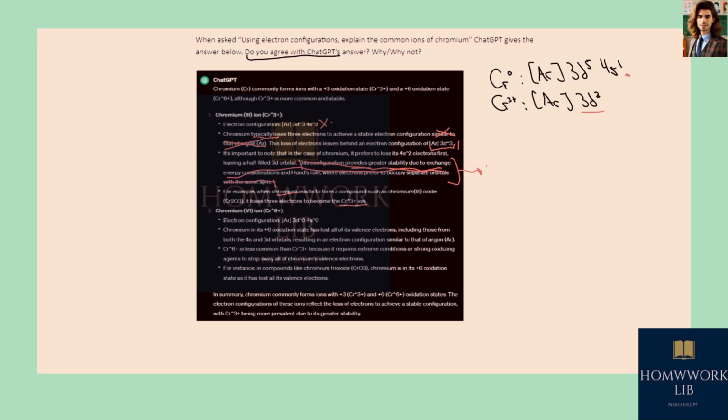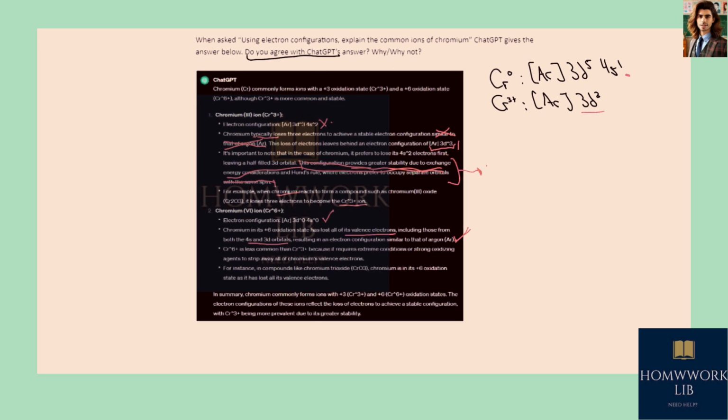For chromium 6 plus, the electron configuration is going to be correct. We're going to achieve an argon electron configuration. In these oxidation states, we have lost all of its valence electrons from 4s and 3d orbitals. That is okay. And now the electron configuration is going to be similar to argon. Notice that it tends to write down the same thing for both of the ions, regardless of it being chromium 3 plus and chromium 6 plus.